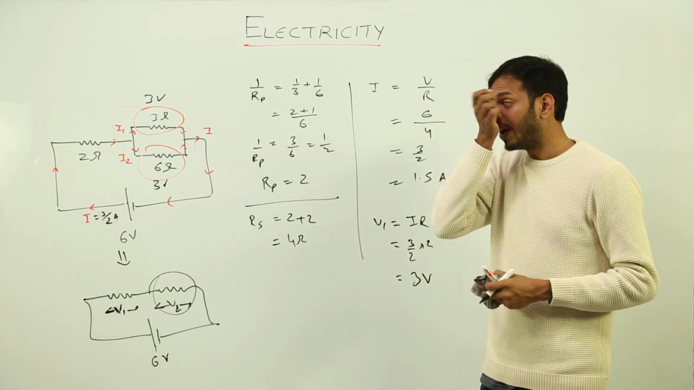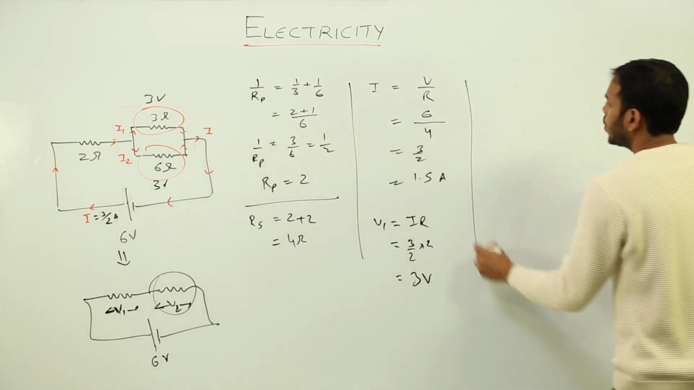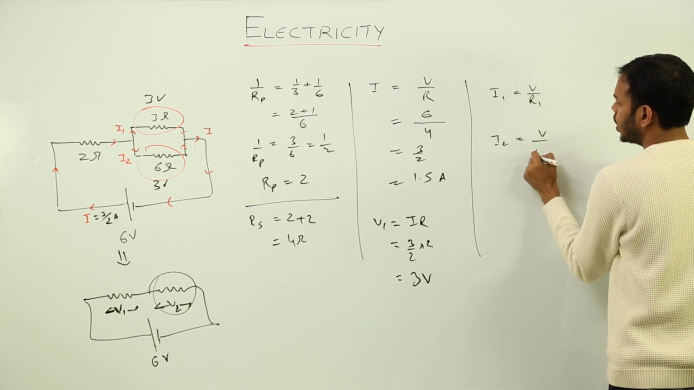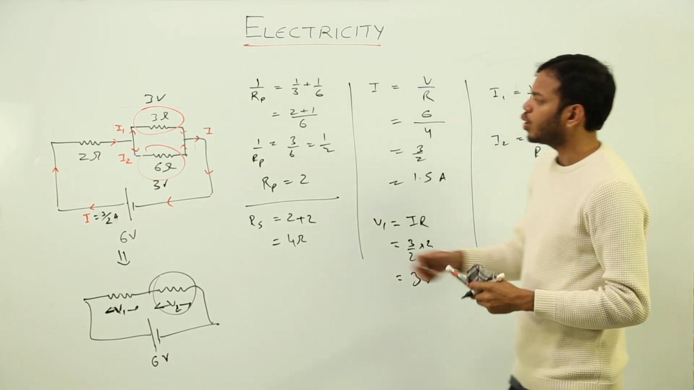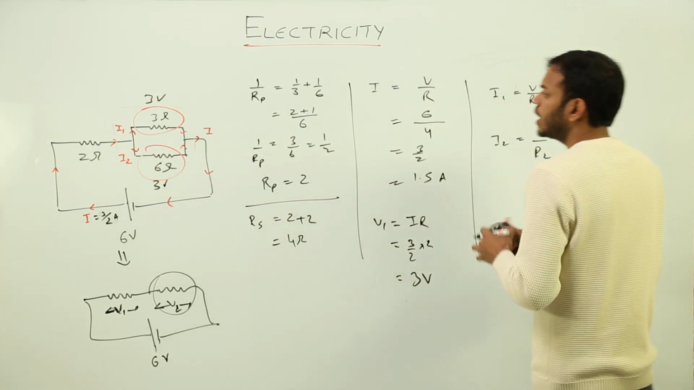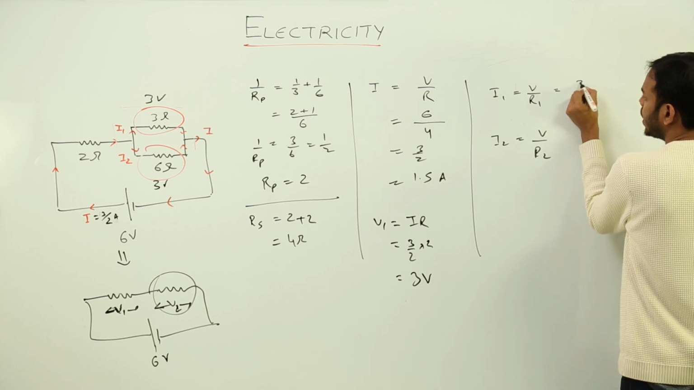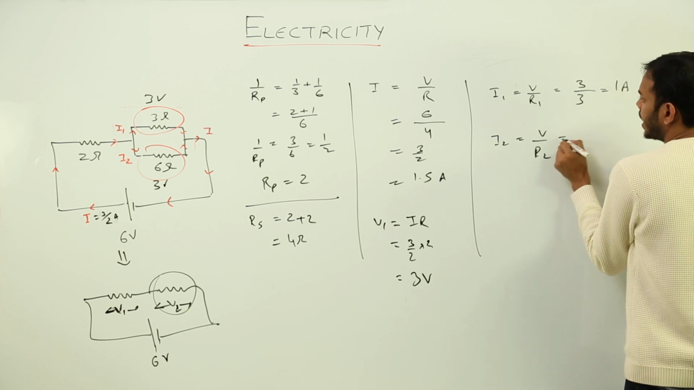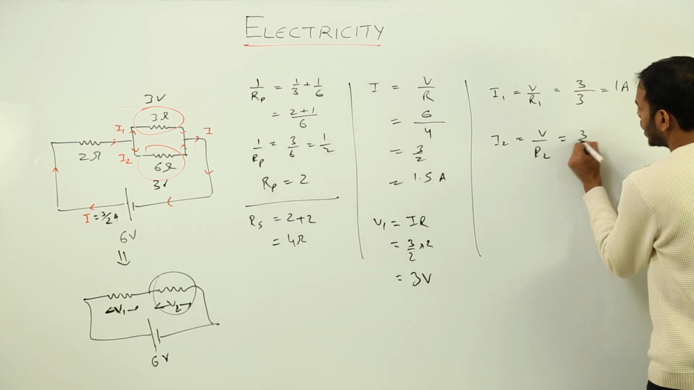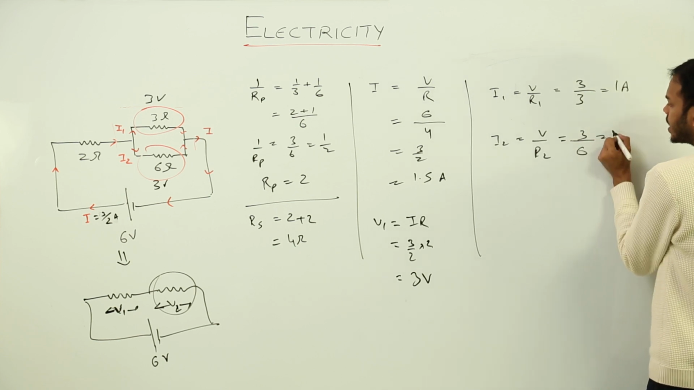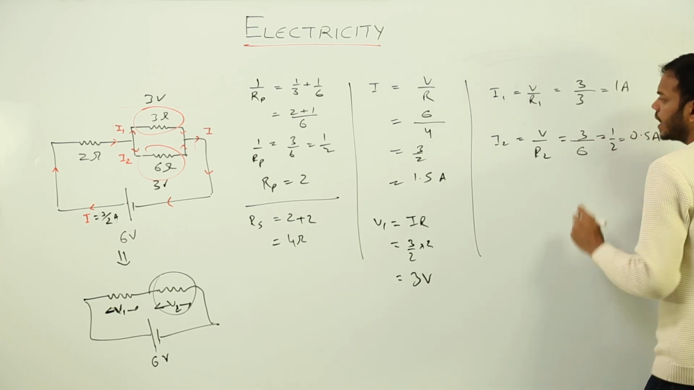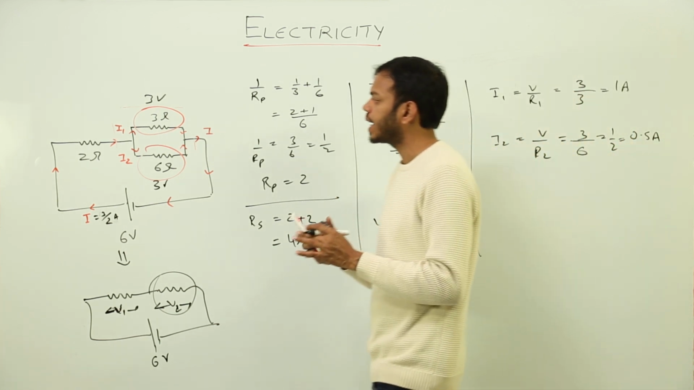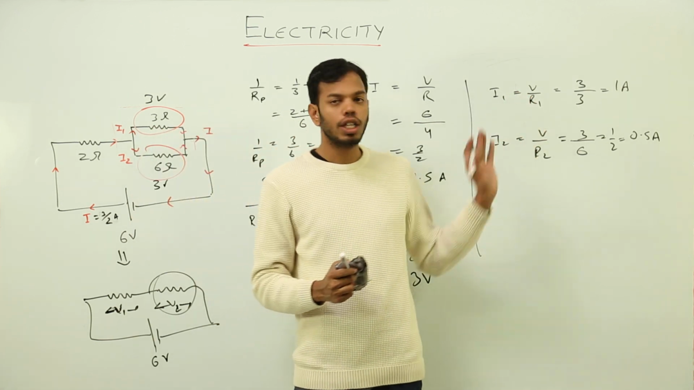So now we can calculate the value of current I1. I1 is equal to V upon R1 and I2 is equal to V upon R2. First of all, let's calculate I1: V is 3, resistance R is also 3, I'll get 1 ampere. And here V is 3, R is 6, I'll get 3 by 6, 1 by 2 or 0.5 ampere. We wanted to calculate the value of I1, and I've got the value of I1.